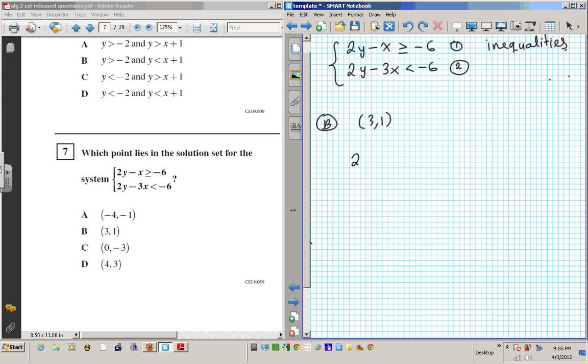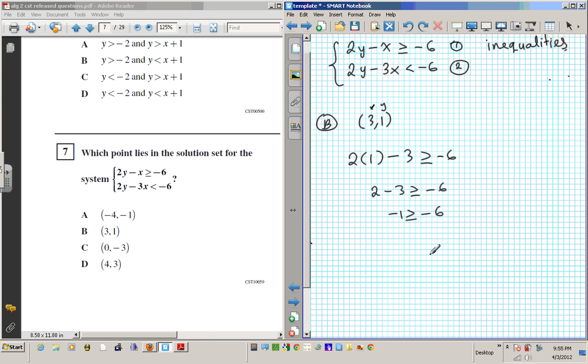Let's try the first equation. It's 2 times 3 minus... Oh, wait, I'm making the same mistake I said not to make. This is x and this is y. So the question is 2 times 1 minus 3 greater than or equal to -6? Is 2 minus 3 greater than or equal to -6? Is -1 greater than or equal to -6?